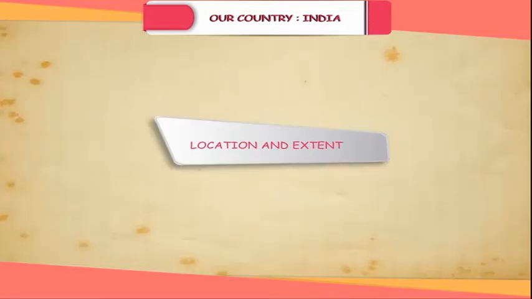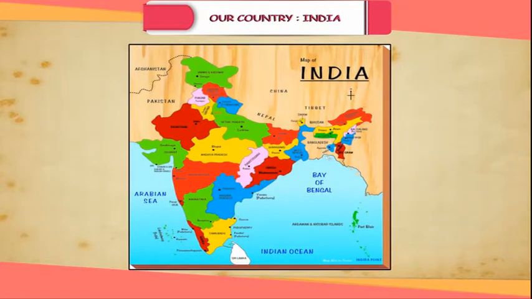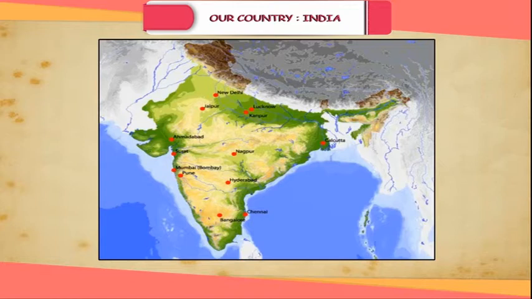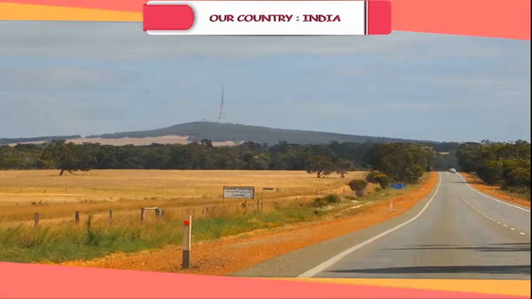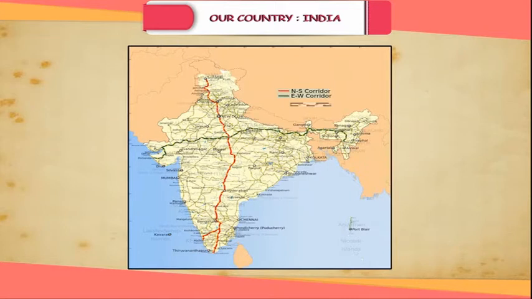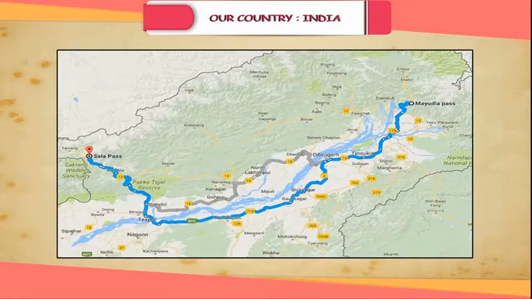Location and extent. Our country covers an area of 3.28 million square kilometers. Area-wise, it is the seventh largest country in the world, whereas population-wise, India is the second most populous country in the world. A little over 80% of the land is inhabited by the people, their agricultural fields, roads, buildings or grazing grounds. The north-south extent of India from Kashmir to Kanyakumari is about 3,200 kilometers, and the east-west extent from Arunachal Pradesh to Kutch is about 2,900 kilometers.